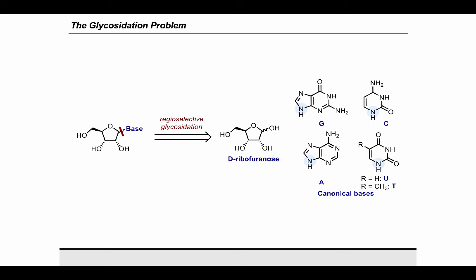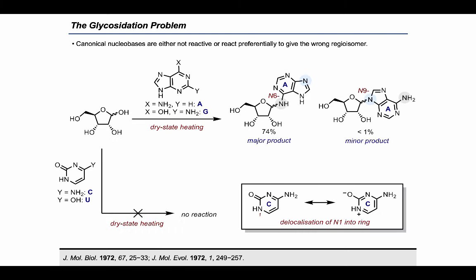Now, this turns out to be hard, and work by Orgel in the 1970s showed that the purine nucleobases, A and G, were able to form glycosidic linkages with ribose upon heating in the dry state, but they formed the wrong regioisomer. Instead of reacting through the desired N9 nitrogen, they gave the N6 regioisomer. With the pyrimidine bases C and U, no reactivity was observed. This can be rationalized by the fact that these nitrogens in the C and U heterocycles are simply not nucleophilic enough due to their delocalization into the ring.